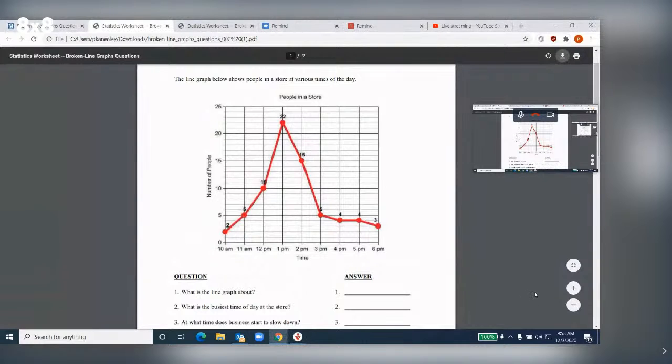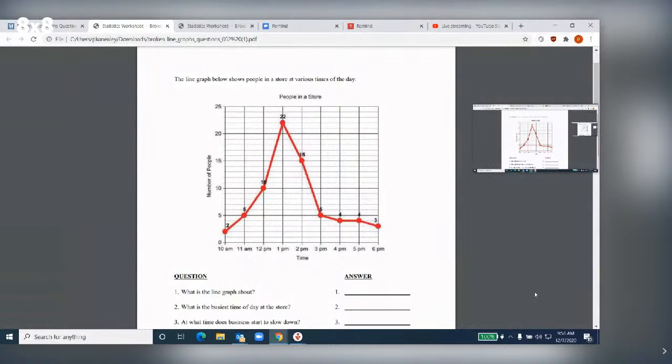We're going to continue to work on broken line graphs probably today, and then we'll move into some other types of graphs later in the week. And then next week, we'll maybe do a practical application. I'll try to find some questions from some of the tests that have to do with graphs.